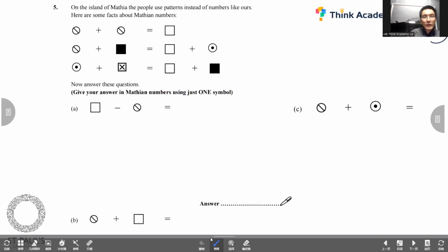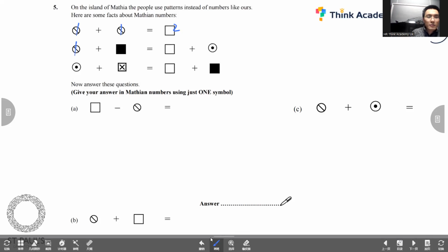It's assuming that this symbol, circle plus circle, is 1. Okay, circle is 1. I'll call it the forbidden sign. Okay, forbidden sign plus forbidden sign is a square. So forbidden sign is 1, and 1 plus 1 is 2. So the square, a hollow square, is 2.